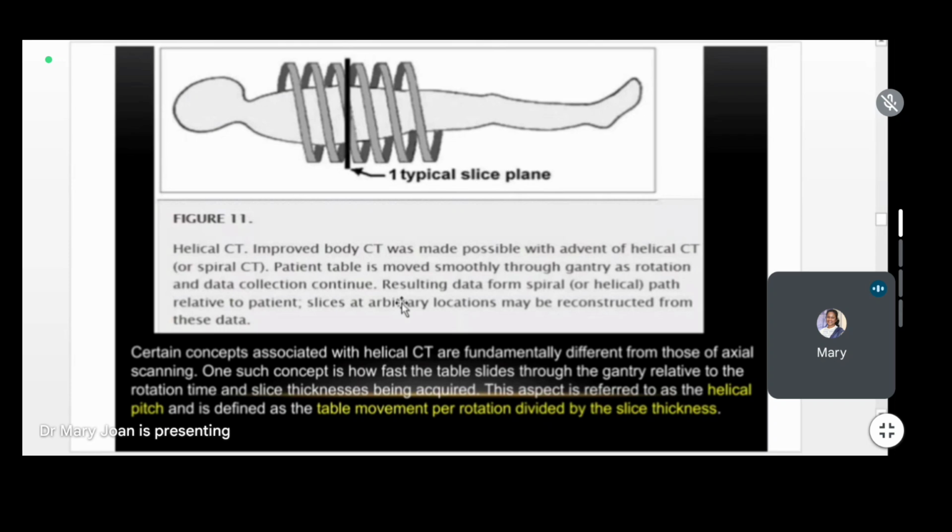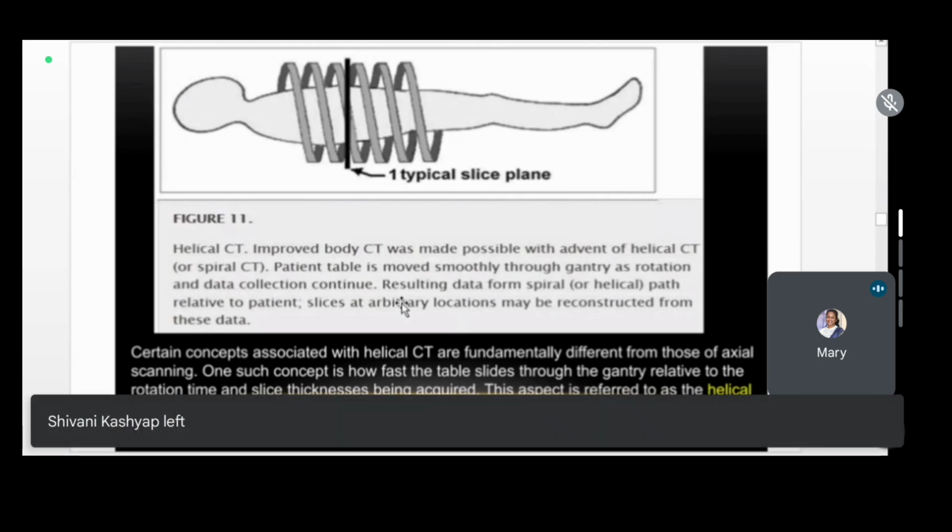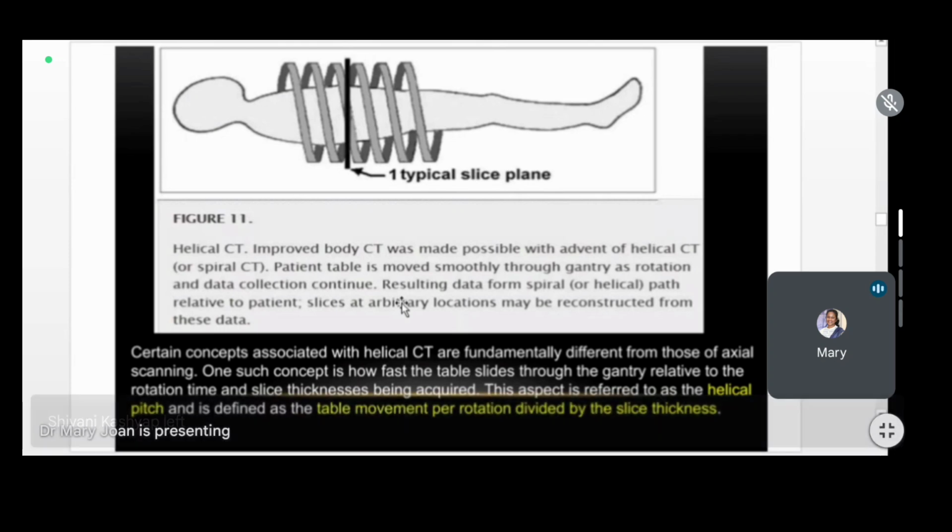Certain concepts associated with helical CT are fundamentally different from those of axial scanning. One such concept is how fast the table slides through the gantry relative to the rotation time and slice thickness being acquired. This aspect is referred to as the helical pitch and is defined as the table movement per rotation divided by the slice thickness.